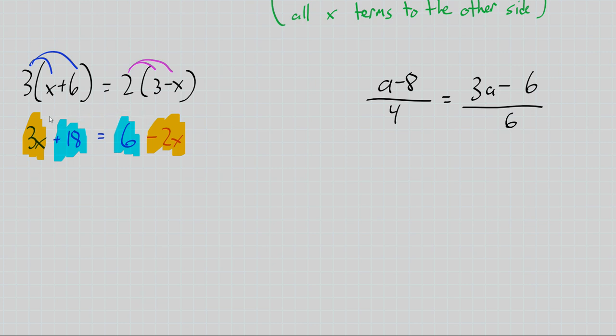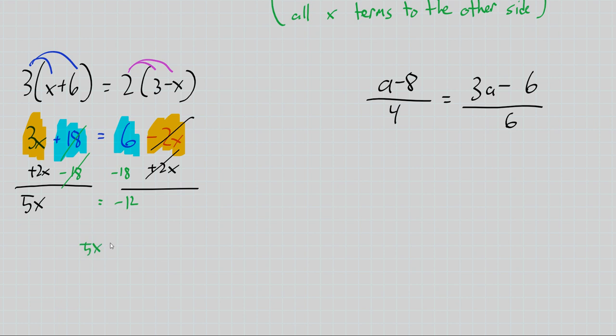I'm going to do that by adding 2x to here and adding 2x to there. These guys are going to cancel out. At the same time, so I'm just going to show 3x plus 2x is 5x before I forget. At the same time, I might as well move my constants out of the way. So take that 18 and get rid of it. 18 minus 18, that's nothing. And 6 minus 18, well, 6 minus 18 is going to be negative 12. So now I'm at 5x is equal to negative 12.